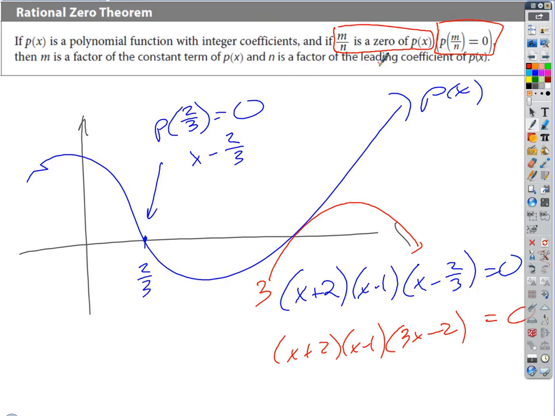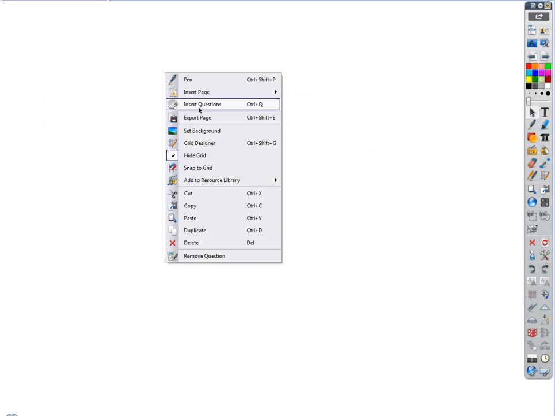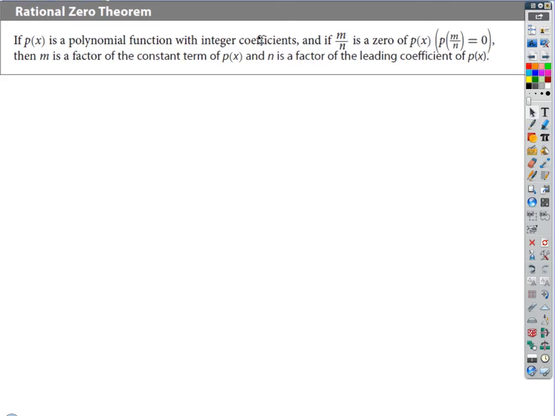Okay, where does that come from? Let's explore that a little bit. It's pretty easy to prove. So how could we prove that? Well, let's say we have a third degree polynomial, and let's say that all of the factors are inconvenient. We don't have integer zeros. Let's say we have these fractional zeros. Well, what would that look like then?